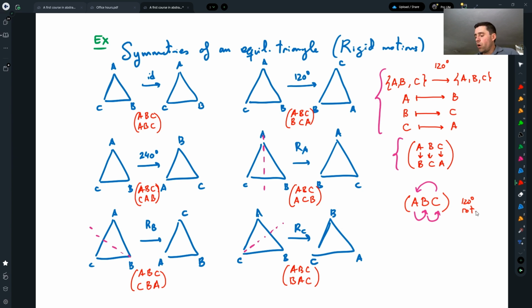Okay, so in that notation, how do I write these? This one would go A goes to A, and that's it. B goes to B, and that's it. And C goes to C, and that's it. Or that is going to be just the blank permutation. There is nothing happening.